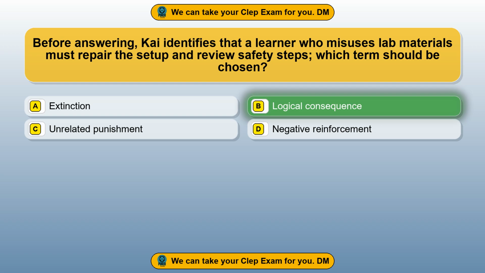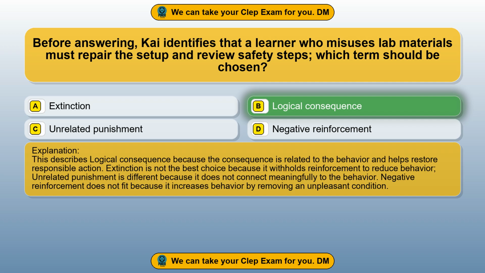Logical consequence. This describes logical consequence because the consequence is related to the behavior and helps restore responsible action. Extinction is not the best choice because it withholds reinforcement to reduce behavior. Unrelated punishment is different because it does not connect meaningfully to the behavior. Negative reinforcement does not fit because it increases behavior by removing an unpleasant condition.